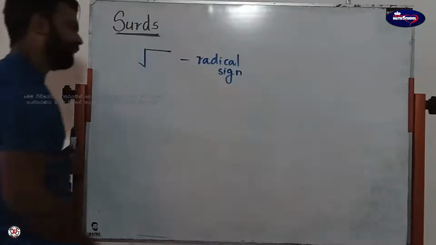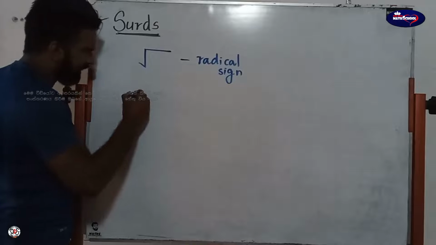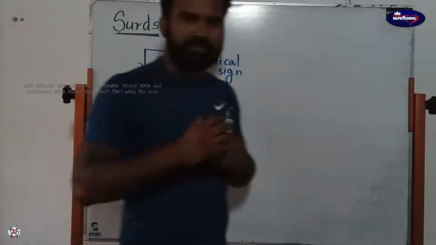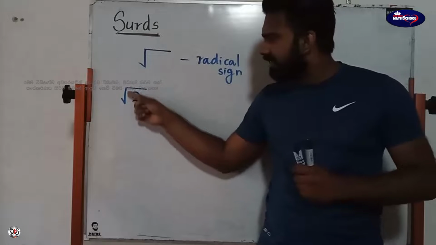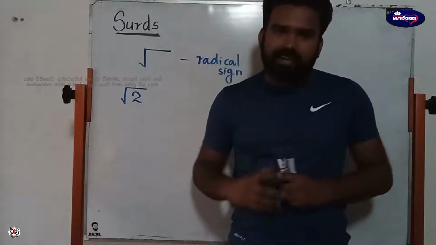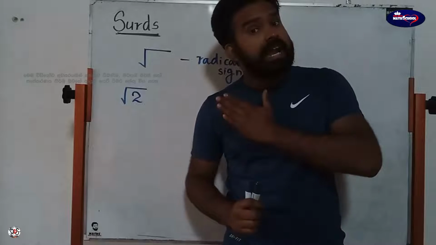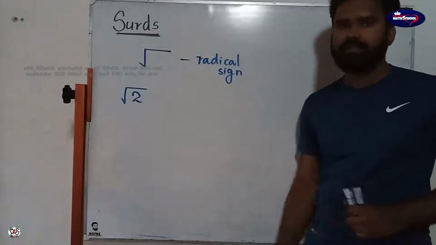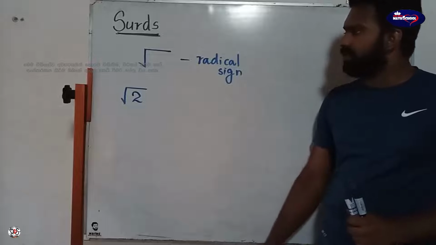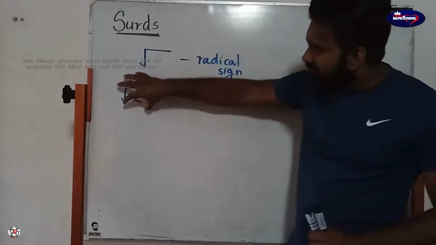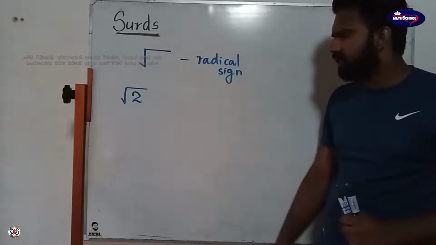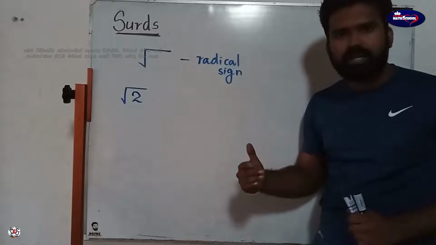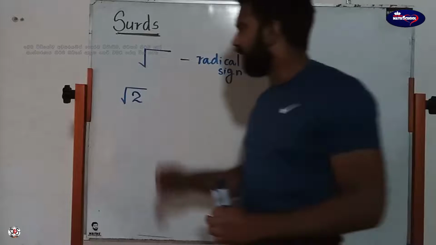By using this radical sign, we can write any number inside it. Any whole number, any decimal, whatever it is, you can write anything inside this. If you write a number like this, how are we going to read it? Square root of 2. Now you all have practiced like that. The square root of 2.